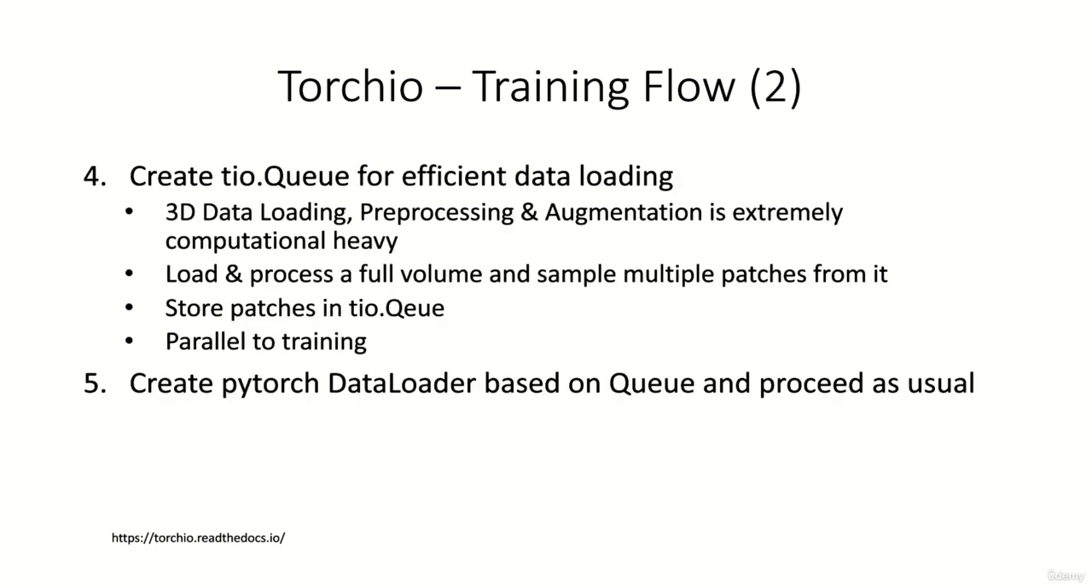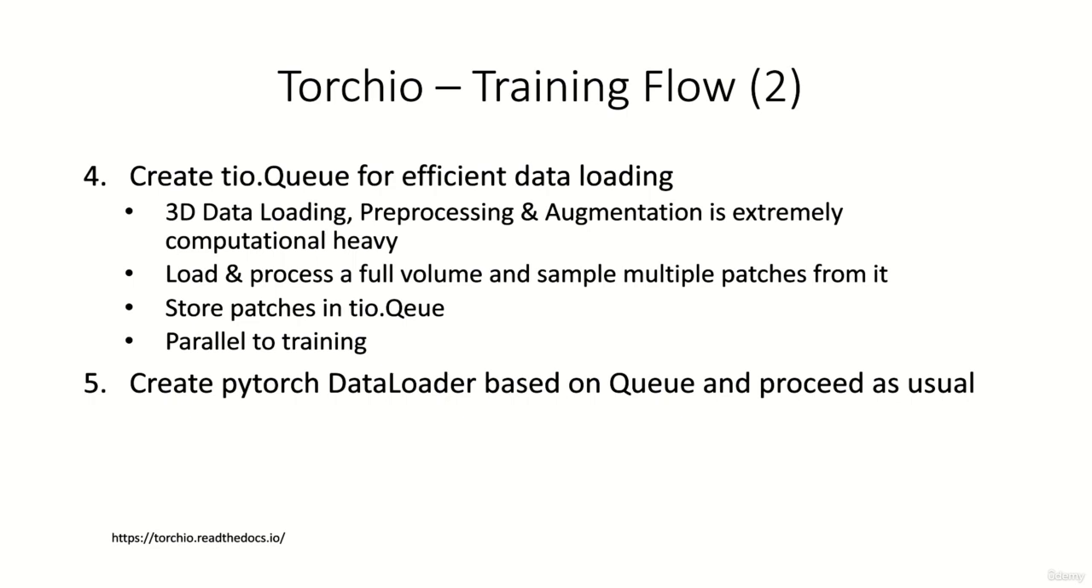After defining the sampler, we can create a TorchIO queue for efficient data loading. 3-dimensional data loading, pre-processing and especially augmentation is extremely computationally heavy. Therefore, TorchIO typically loads and processes the full volume and then samples multiple patches from it instead of a single one. Those patches are then stored in the queue. When training on a GPU, this process runs in parallel on the CPU.